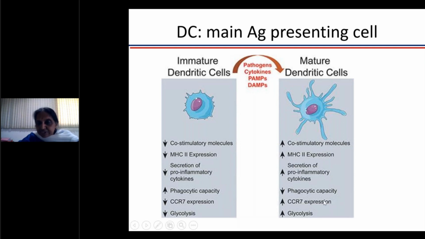This CCR7 expression is needed for it to stay inside the lymph node, because this is a receptor needed for homing inside the lymph node. And plus, it is metabolically more active. Obviously, if it is producing so many things, it needs to use glucose to produce that. So that is why it has a high glycolytic activity in contrast to an immature dendritic cell.